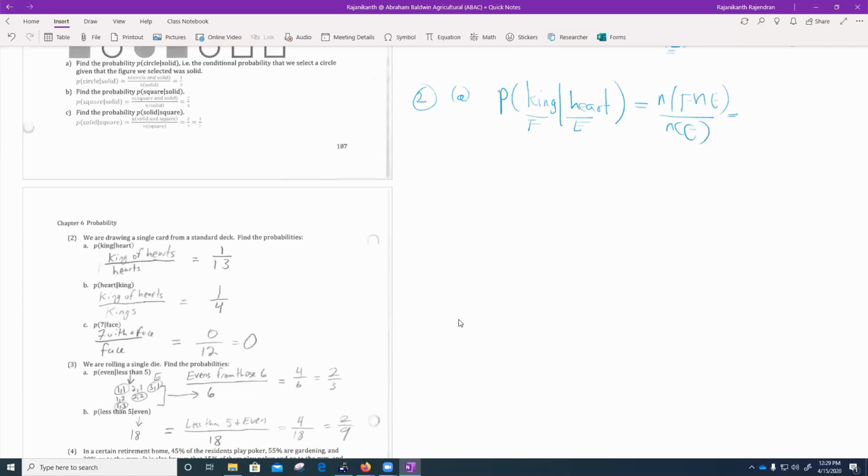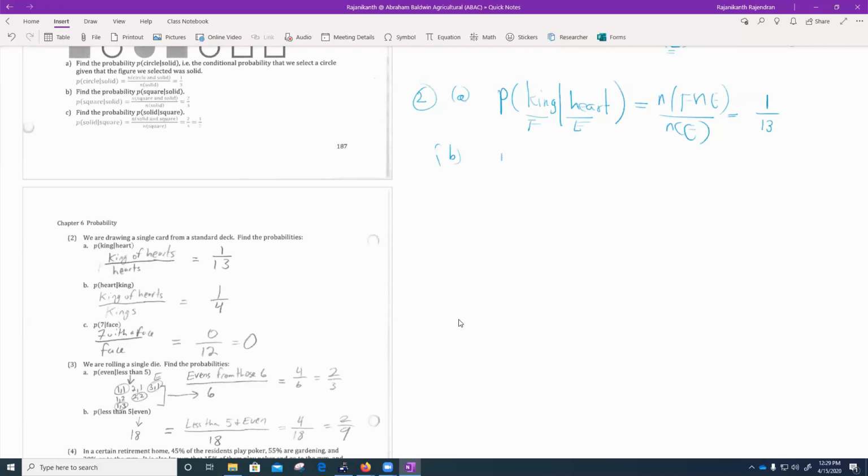Okay, now let's look at my numerator. Number of outcomes in F intersection E. So you are choosing a card that is a king with a heart. So we will find only one such card in the heart pack, right? King of hearts. Now what is N of E? The number of hearts. You will see 13 of them in a card pack. So it is 1/13.